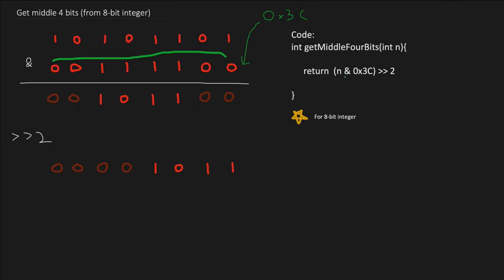Note that you could also right shift by 2 and then AND it with another hexadecimal number. It doesn't really matter. But also remember that for this example, I'm doing it for an 8-bit integer. But usually when you're coding, you will be coding in 32-bit integers.